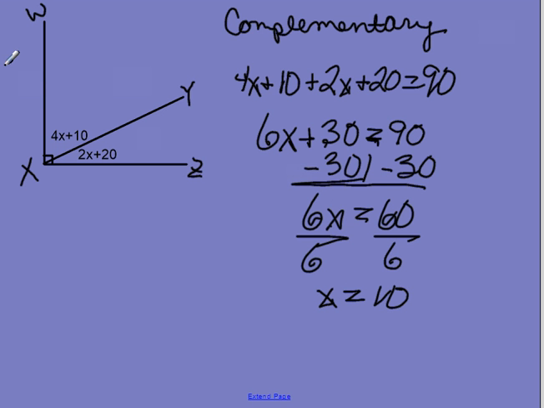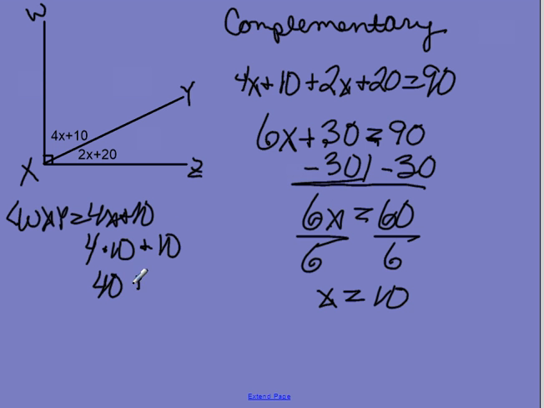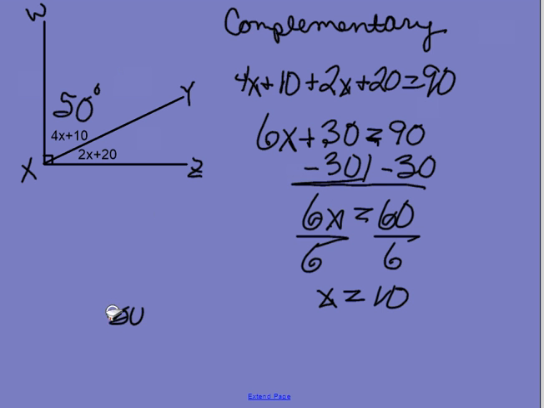All right? The last step of this process is to then find out the measure of each of these angles. So I can write angle WXY equals 4x plus 10. And I can plug in 10 for x because I solved that x equals 10. So 4 times 10 plus 10 gives me 40 plus 10, which should give me 50 degrees. So angle WXY I know is 50 degrees. I'm going to erase that just because I'm running out of room. And then we can find angle YXZ.